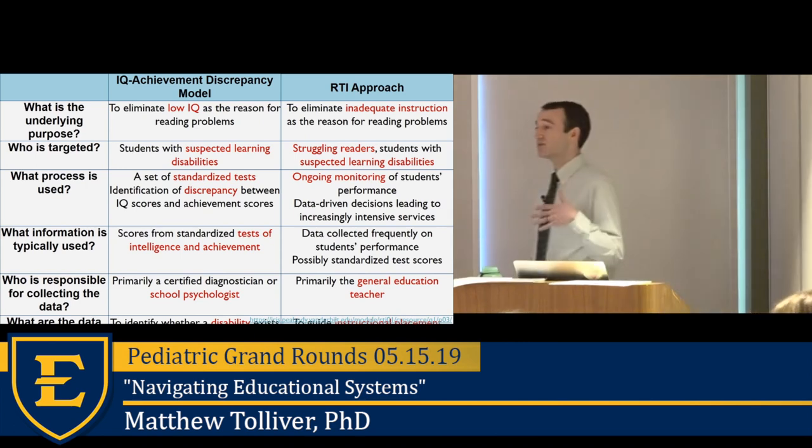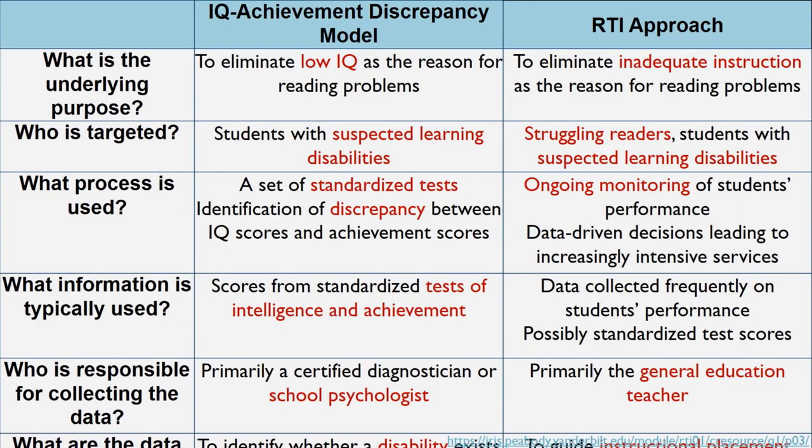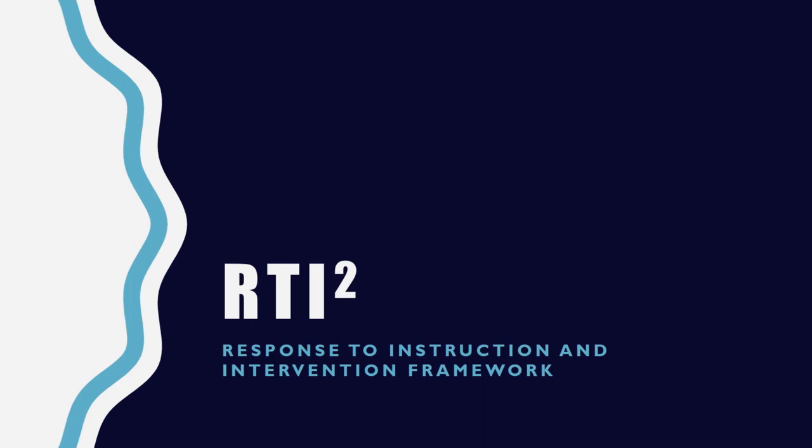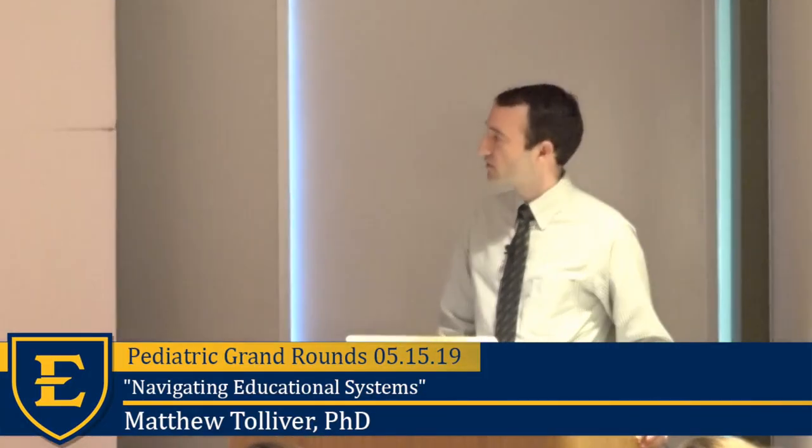We're going to give them lots of small little assessments, ongoing progress monitoring, collect a bunch of data, and use that data to make decisions about how the kid is taught in real time. So let's take the data that we're collecting and modify our teaching practices right now to try to help them out. And so these little probes that they get throughout the year are primarily given by the general education teacher, not the school psychologist, and it's used to guide instructional placement. Any questions so far on any of that? Okay, so now we'll get into RTI.